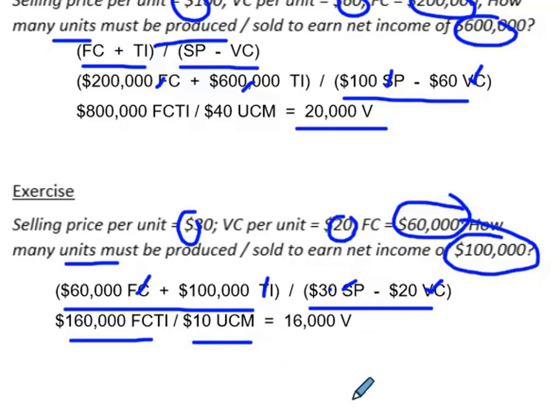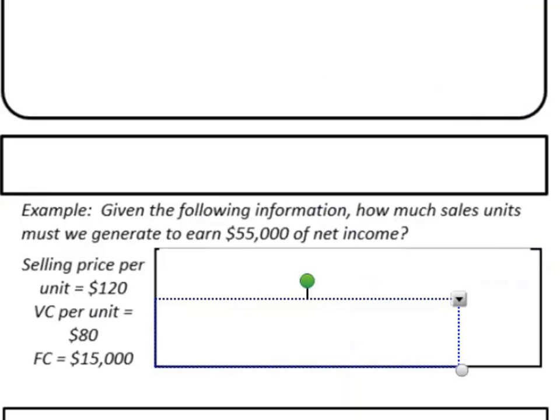So when we do the calculation, our volume is going to be 16,000 units, not dollars, 16,000 units. Now let's take a look at the next formula, and the last formula is we calculated our target net income in units.